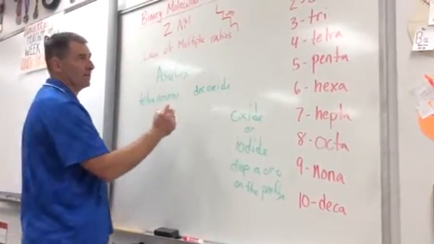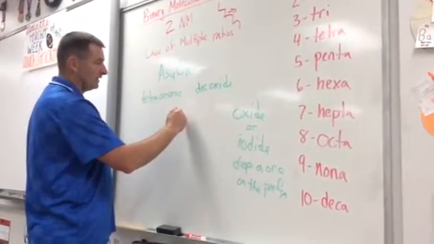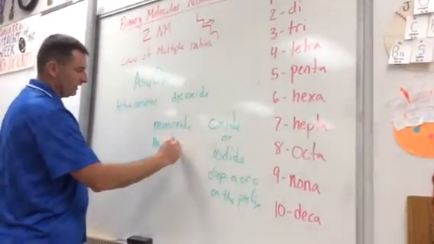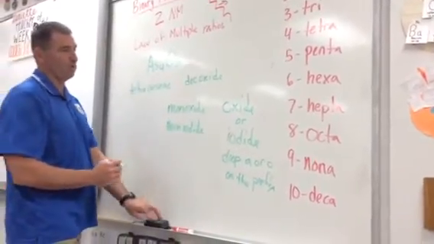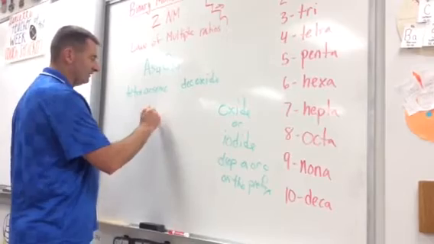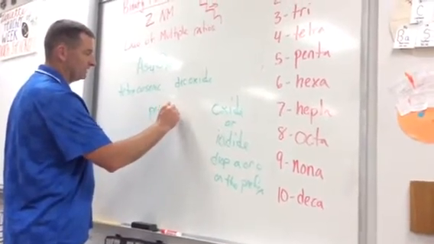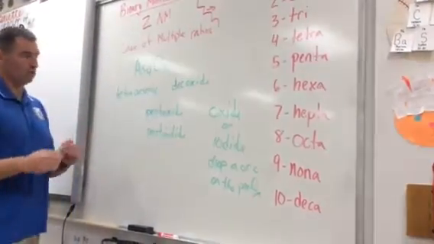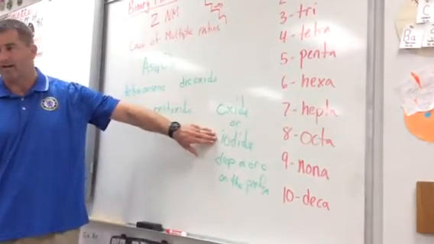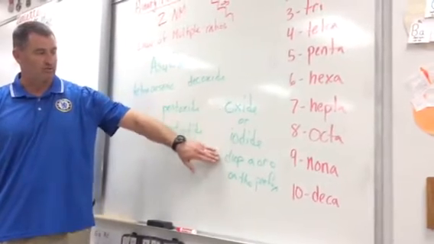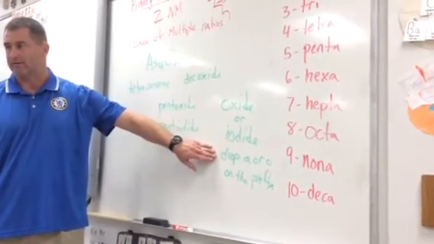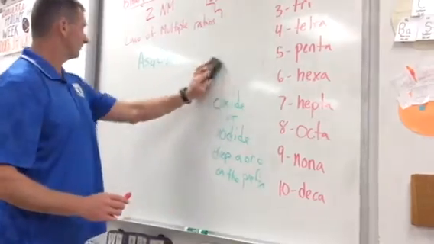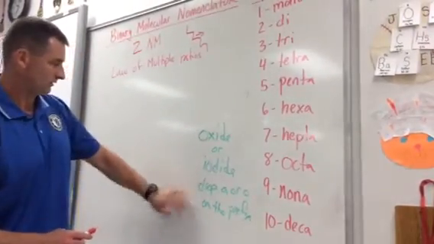All right, so some other ones you might see, like it's not going to be monooxide, it's going to be monoxide. It would be moniodide. All right, you would drop that O. Okay, it would not be pentaoxide, it's just pentoxide. And it's pentiodide. All right, so whenever I have an oxide or an iodide as the second element, you're going to drop the A or the O on the prefix. All right, that's one of the major rules. Drop the A and the O.